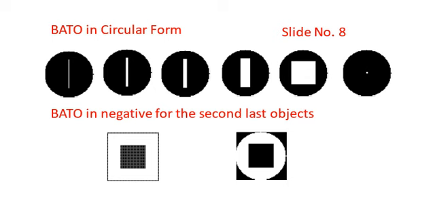So you can see that different slits of varying thickness are shown from left to right in the first row, and in the second row we have shown two BATOs which are the negative of the second last object. So notice them very carefully.